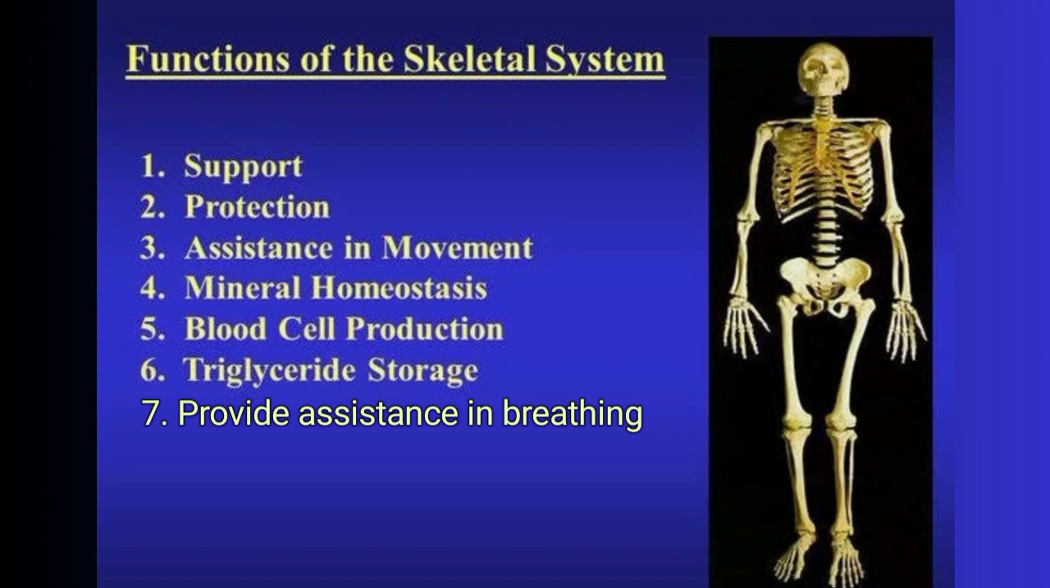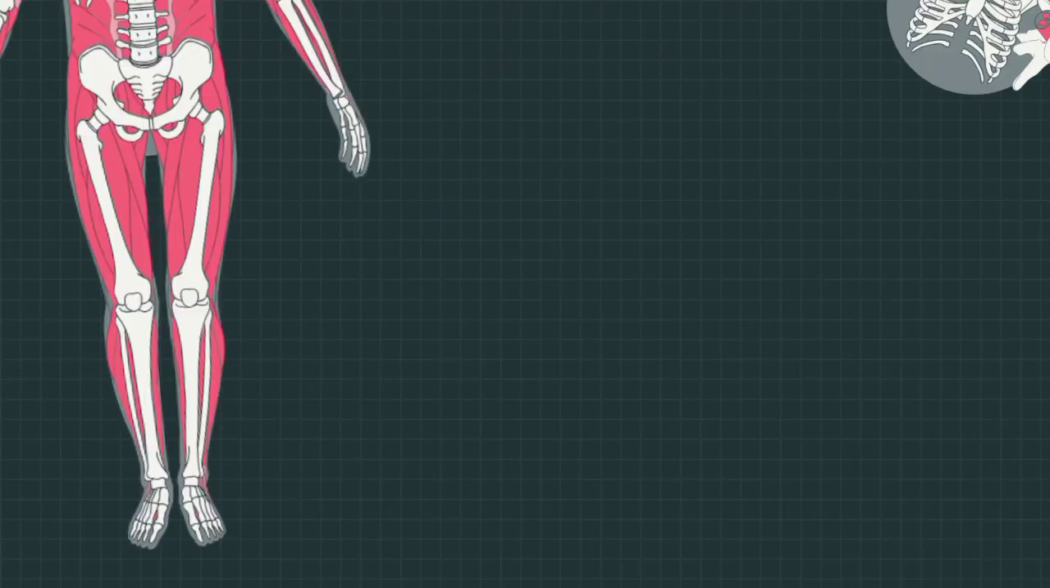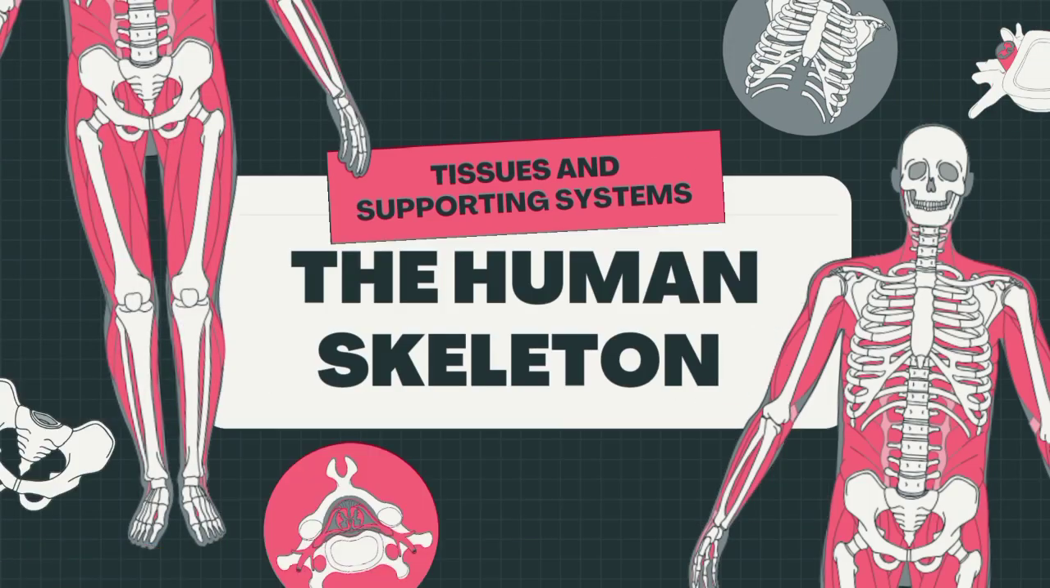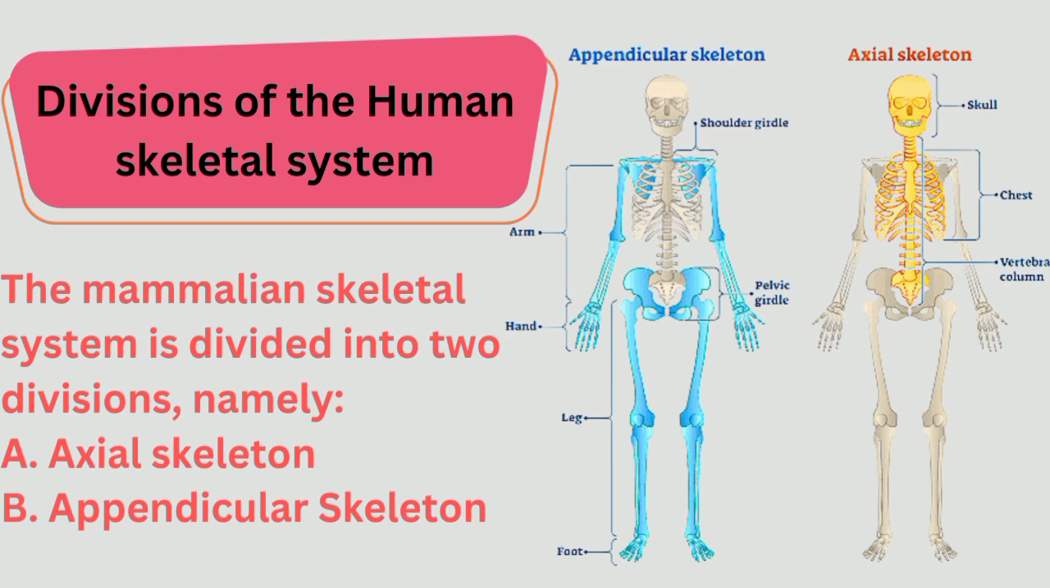The skeleton is also the site for blood cell production, mainly the red blood cell and the white blood cell in fetus. The ribs and the sternum also assist in the process of breathing by providing support and protection for the diaphragm. Let's look at the human skeleton in details. The skeletal system of humans and other mammals are grouped into two major parts. These are the axial skeleton and the appendicular skeleton.